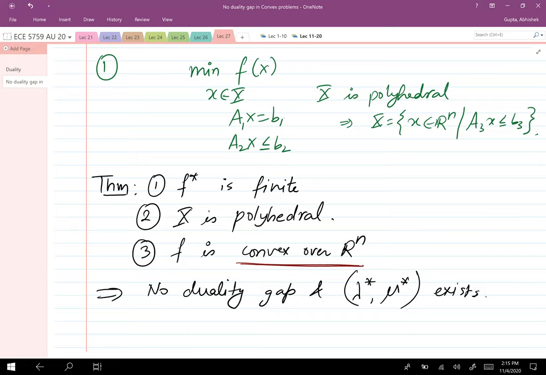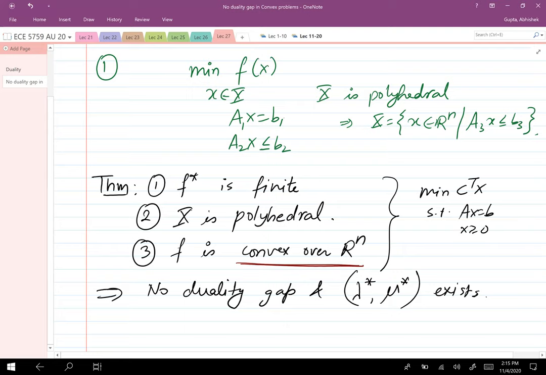We have seen an application of this result, which is minimize c transpose x such that Ax equals b, x greater than or equal to zero. So we had considered this convex problem earlier. c transpose x is globally convex. Ax equals b is a linear equality constraint. x greater than or equal to zero is a polyhedral set. So all of these conditions are satisfied. And in that situation, there is no duality gap and there will be a Lagrange, a geometric multiplier in this situation. It also turns out that geometric multiplier will be equal to Lagrange multiplier in the case of convex problems.